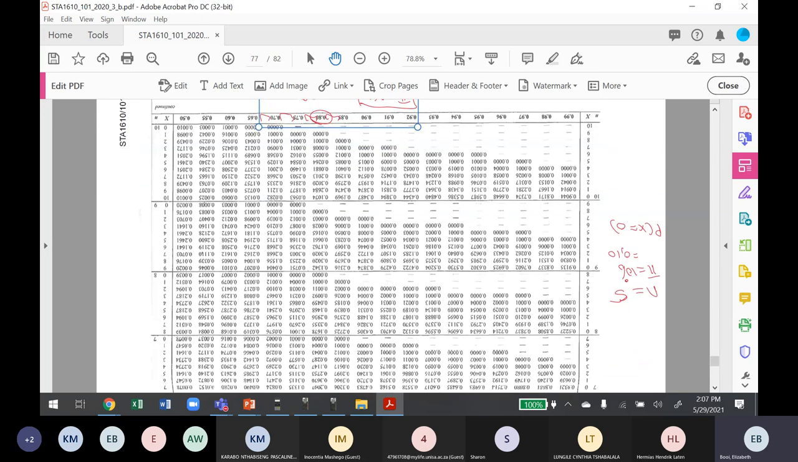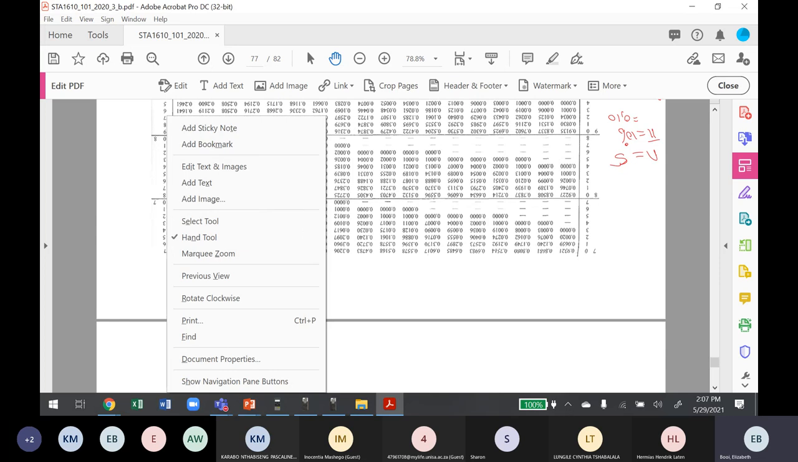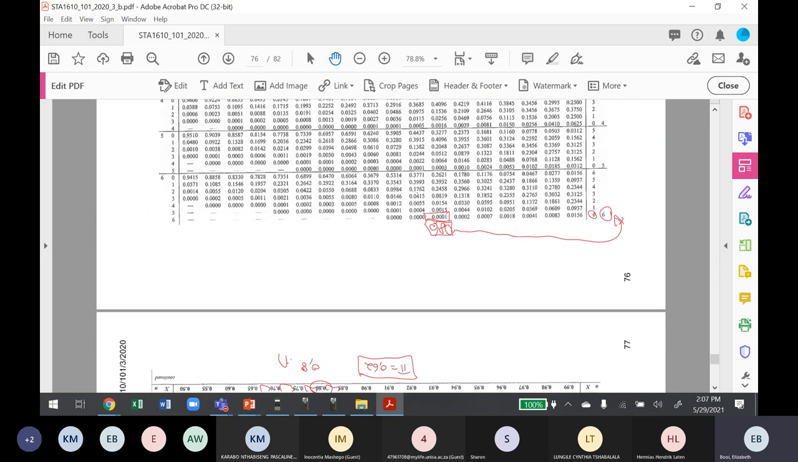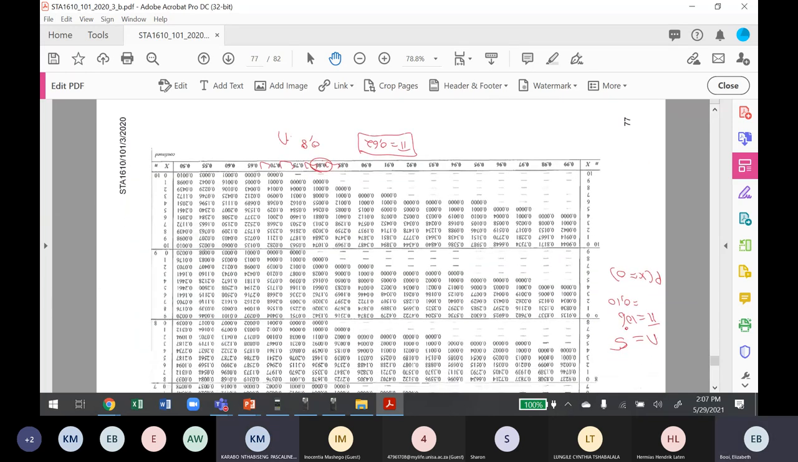You just need to be very careful when you use the table, because this part and that part are one table combined. It's just that they are printed on two separate pages. So now I get this. Yeah.